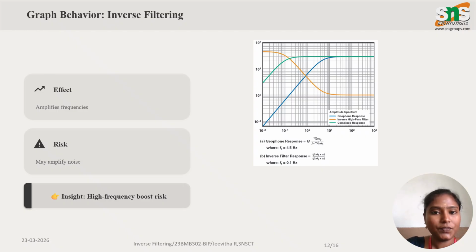In this slide, we see the behavior of inverse filtering. It amplifies high frequency components. This helps in sharpening. But the problem is noise also lies in high frequency regions. So noise gets amplified along with the signal. So inverse filtering improves detail but may increase the noise.